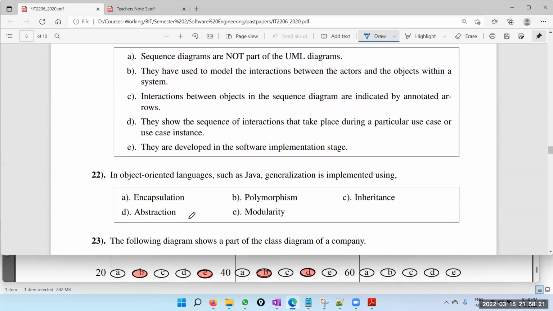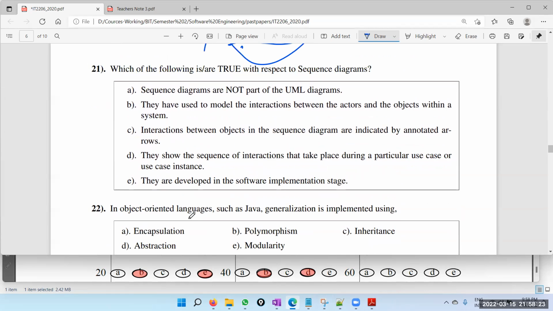21. Which of the following these are not with respect to sequence diagrams?